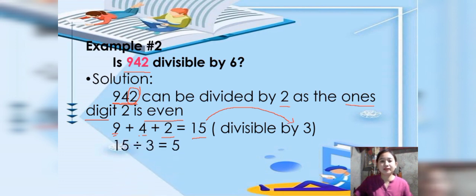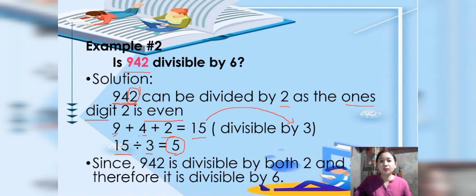Let's find out. 15 divided by 3, the quotient is 5. There is no remainder, so it is divisible by 3. Since 942 is divisible by both 2 and 3, therefore, it is divisible by 6.